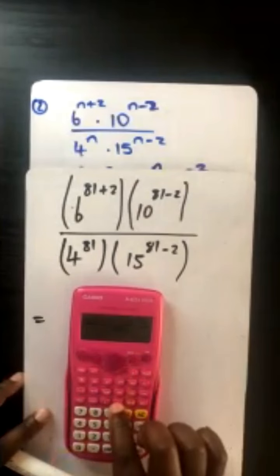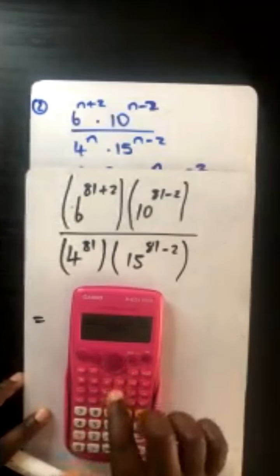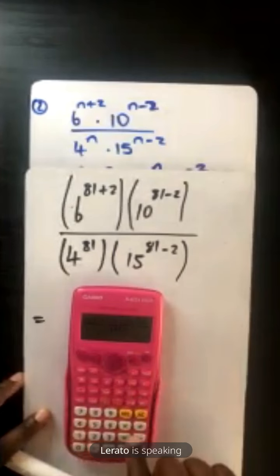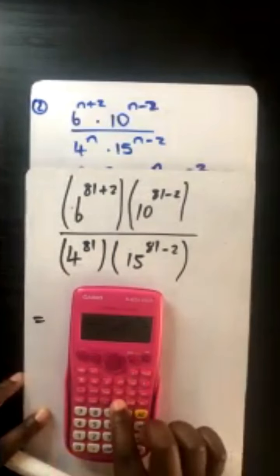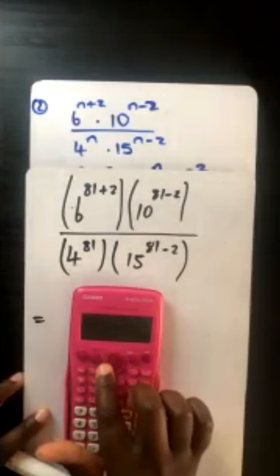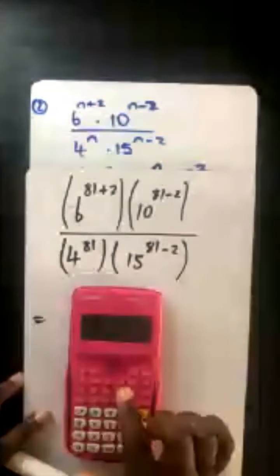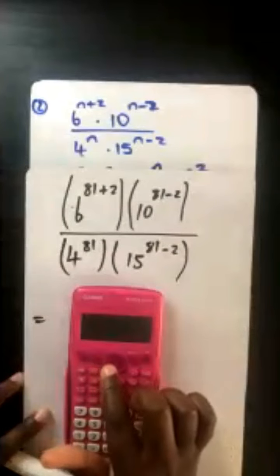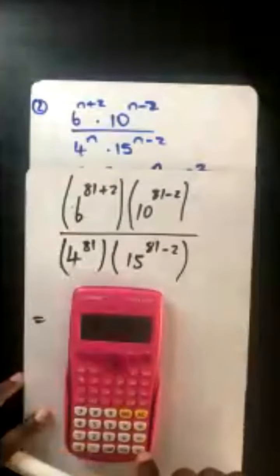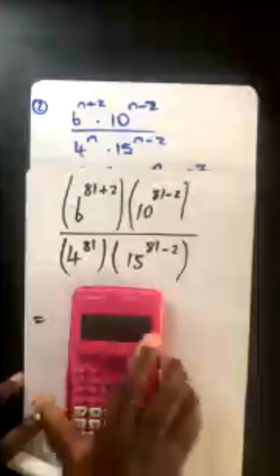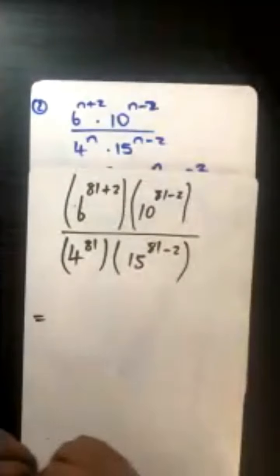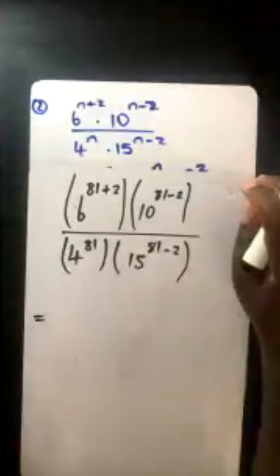No. I have to close at the bottom. Then it's 15 to the exponent 81 minus 2. Let me go up and close that bracket, the whole of it. And also go to close. Okay, it's equals to, then it gives an error. So, yes, I agree with you when you say it gives an error.